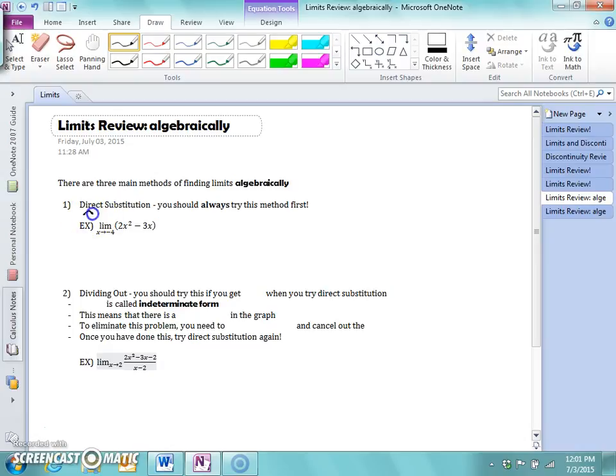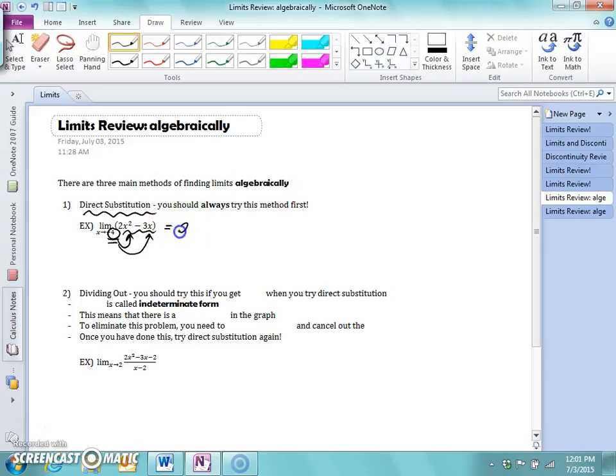The first way of finding a limit algebraically is the quickest way, and it involves the least work. It's direct substitution. Whenever you have a function like 2x squared minus 3x, and you're trying to find the limit as you approach a certain x value, so in this case negative 4, you should always try direct substitution. And all that involves is taking the x value that you're approaching and plugging it in to the function and seeing what y value you approach.